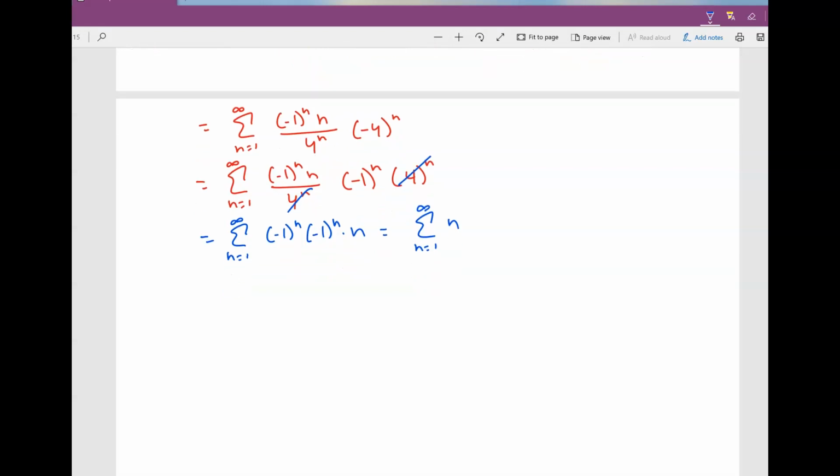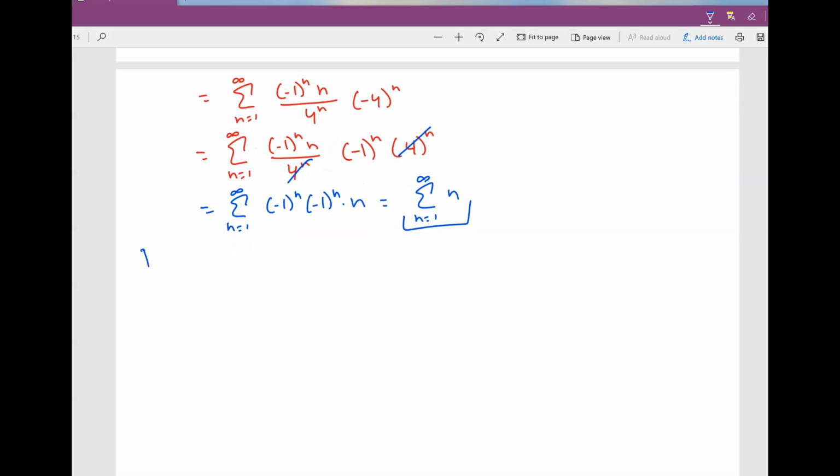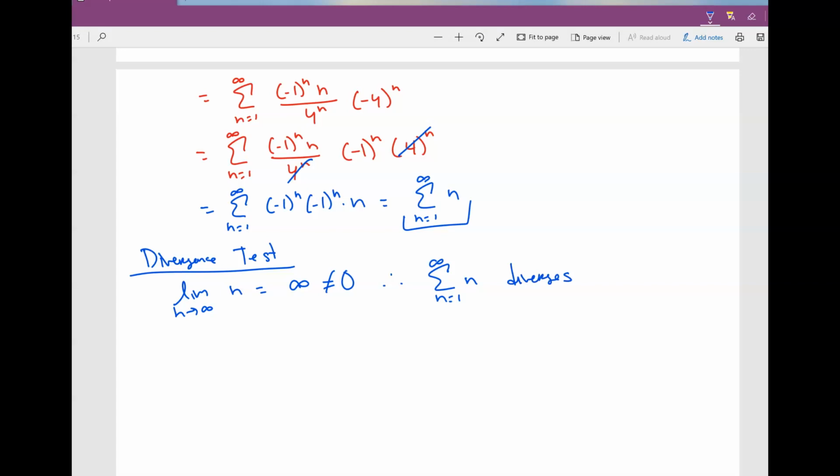So this series, we can just use a divergence test. We're going to take the limit as n goes to infinity of n, and this is just going to give me infinity, which is not equal to 0. Therefore, the sum from n goes from 1 to infinity of n diverges. So because it diverges, that means that at x equals negative 7, it will diverge.